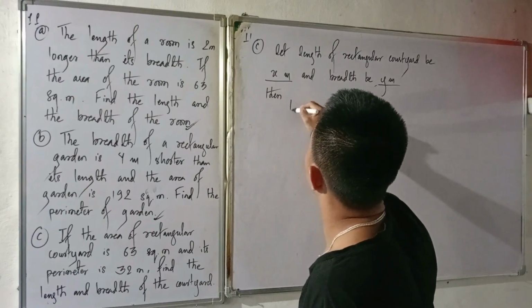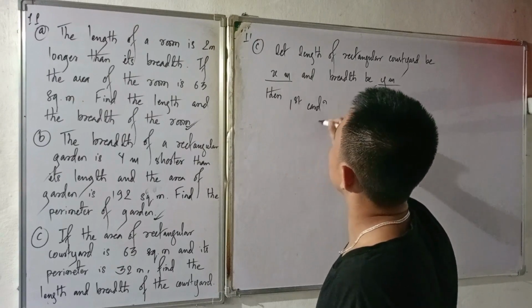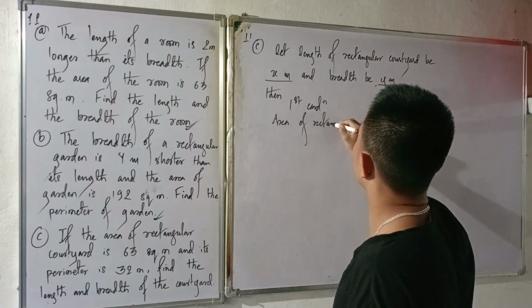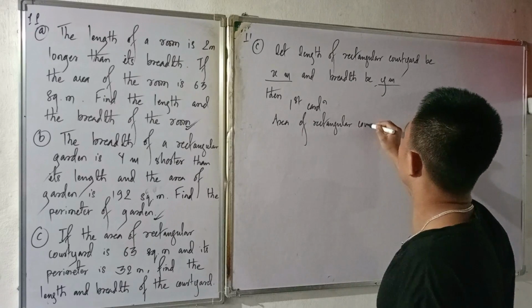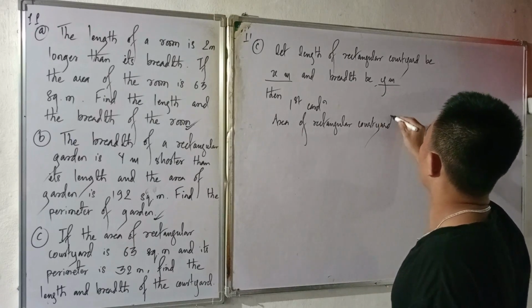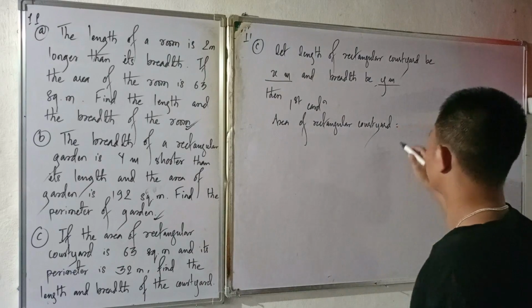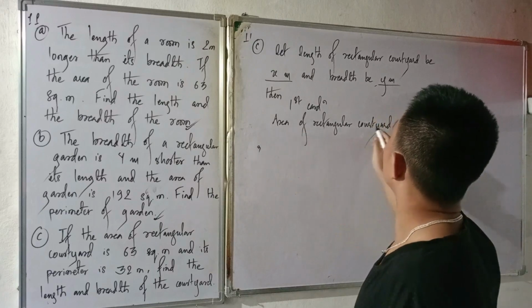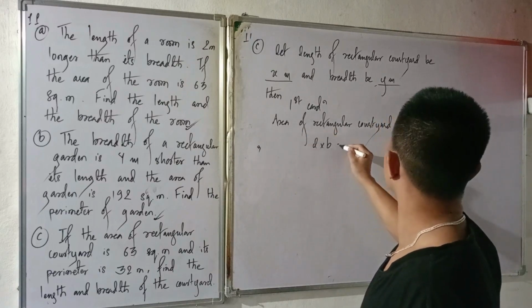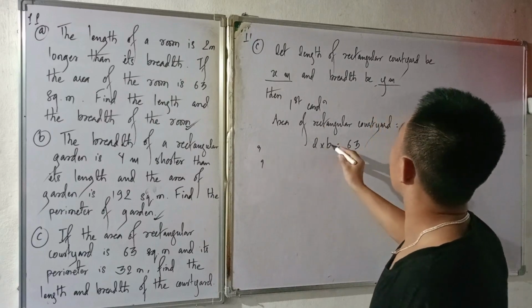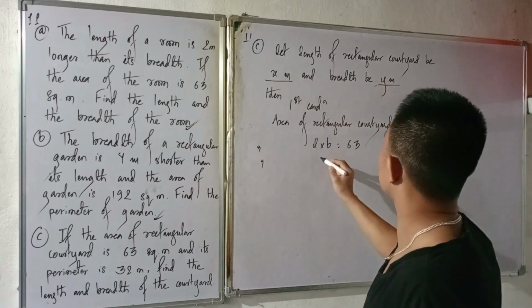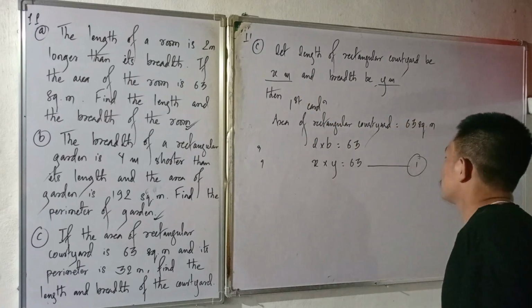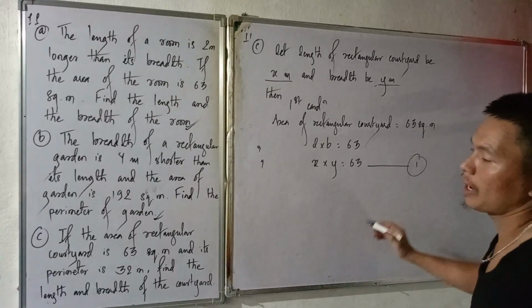Then the first condition is given: area of the rectangular courtyard, which is 63 square meter. Now you apply the area of rectangle, that is L into B equals 63. Now replace the value of L into B. L we have x meter, and B we have y, 63. Let this be I.